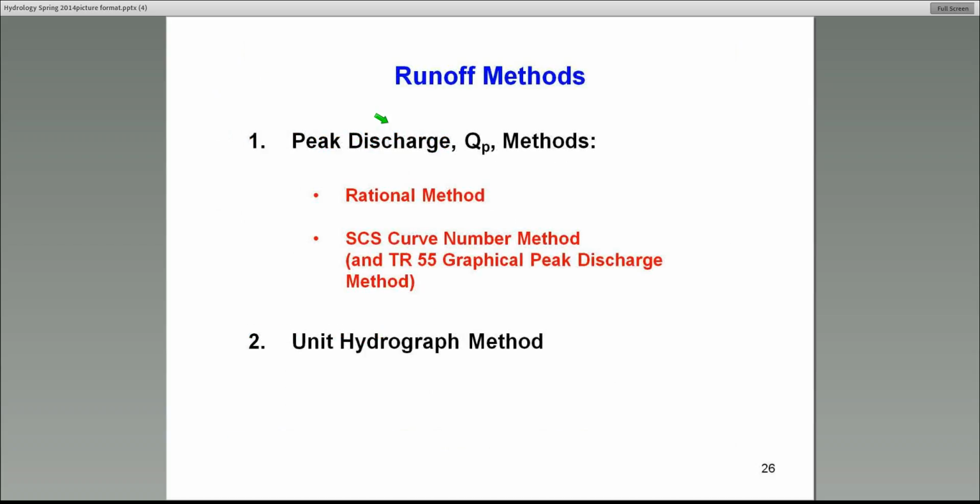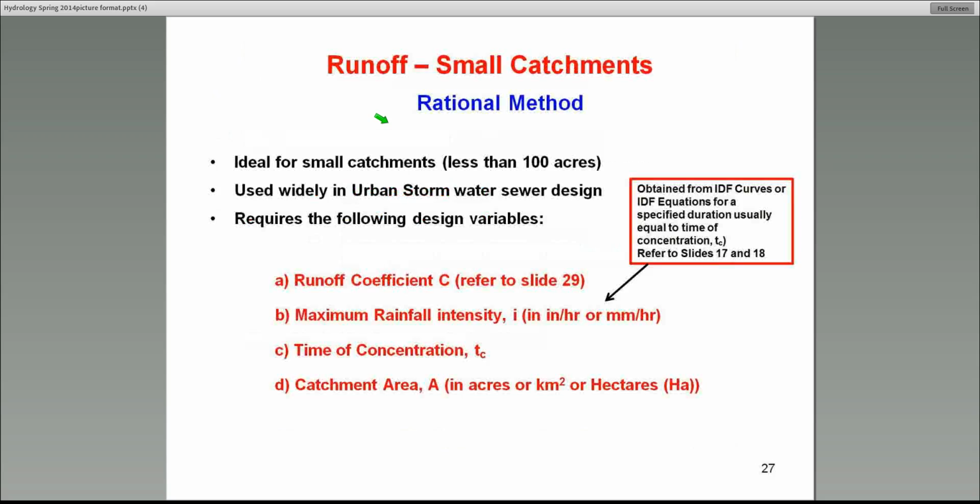All right, going back to where we were, the first method we're going to discuss is the rational method. This is ideal for small catchments, less than 100 acres. It's used widely in urban stormwater management design. Basically, the method is designed to give you a peak flow so you can size a stormwater system to handle it. It requires the following things.